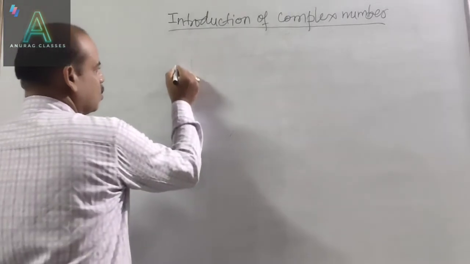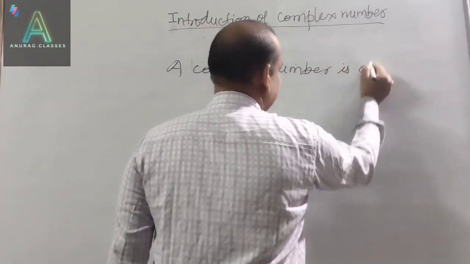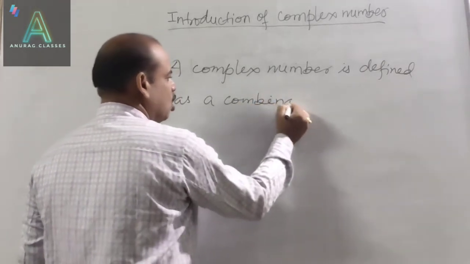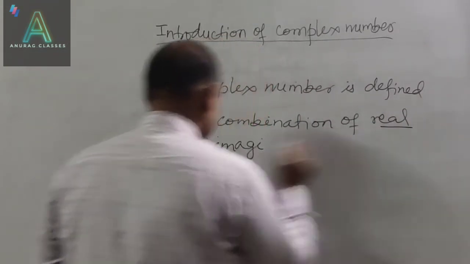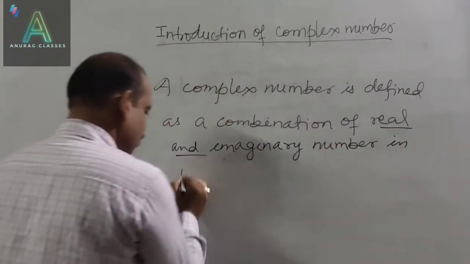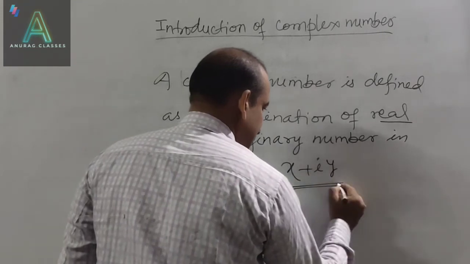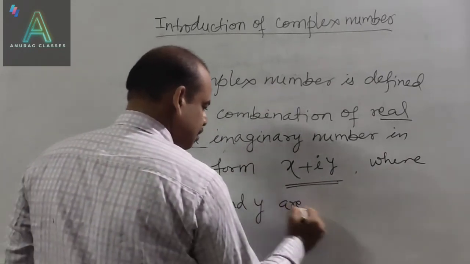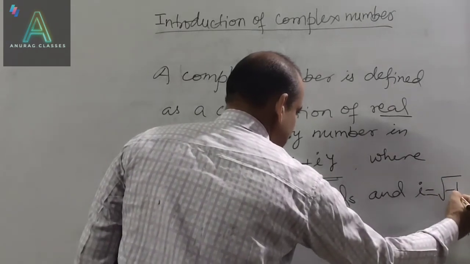What is a complex number? A complex number is defined as a combination of, so again I am repeating, a complex number is defined as a combination of real and imaginary number in the form x plus iota y, where x and y are real, and iota, as you know, is that imaginary number whose value is the square root of minus 1.